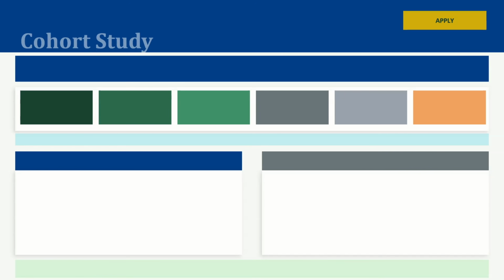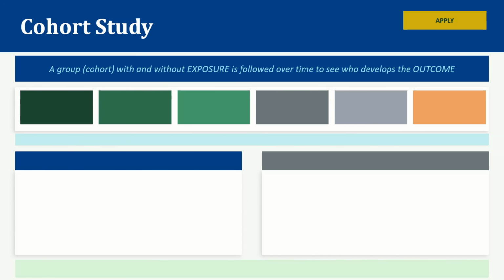Now we move to observational designs. First up, cohort study. The word cohort comes from ancient Roman military, a group of soldiers marching forward. Same here, you start with a disease free population, you split them into exposed and non exposed, and you follow them forward in time to see who develops the outcome.